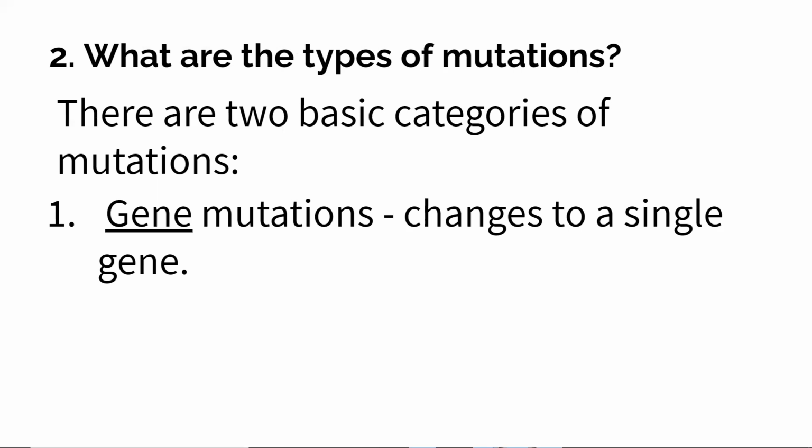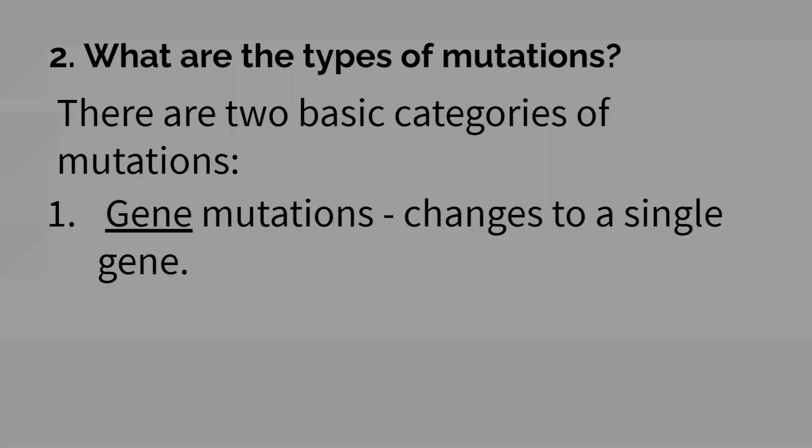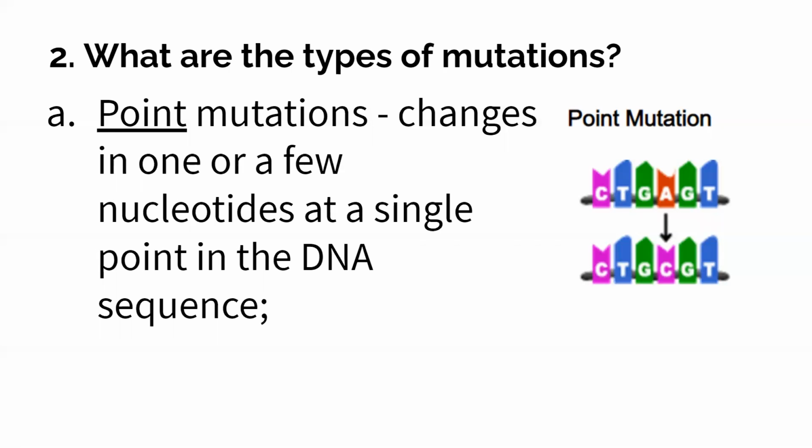So there are two different main types of mutations. So there's gene mutations, which are changes to a singular gene, like one gene that codes for one thing. And those gene mutations are split up into point mutations, which are changes at a single point of the DNA strand. So up on our top strand here, we see that our sequence is CTGAGT, but when our point mutation happened, that A was changed to a C. So now our strand reads CTGCGT.